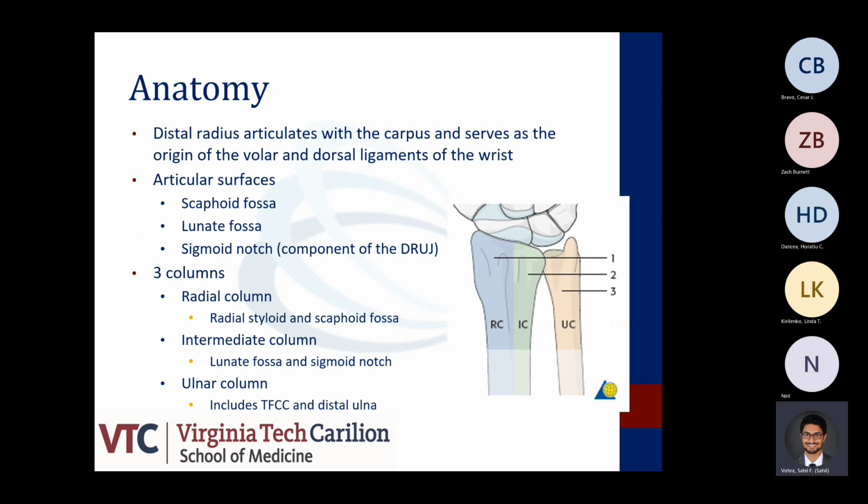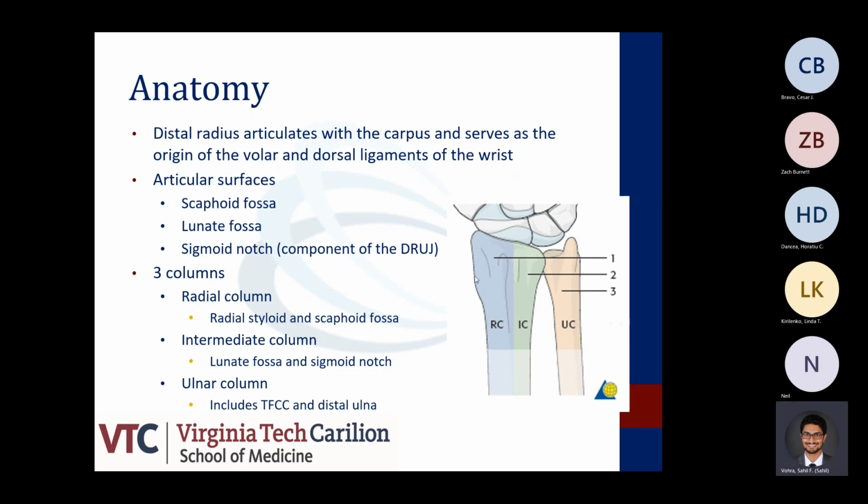So the anatomy: the distal radius articulates with the carpus and serves as the origin of the volar and dorsal ligaments of the wrist to help stabilize the carpus. There are basically three articular surfaces to the distal radius. There's the scaphoid fossa, which articulates with the scaphoid, the lunate fossa, which articulates with the lunate, and then the sigmoid notch, which makes up a component of the DRUJ and articulates with the ulnar head distally there.